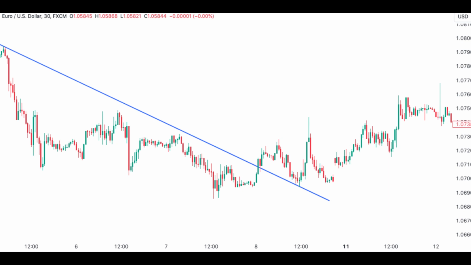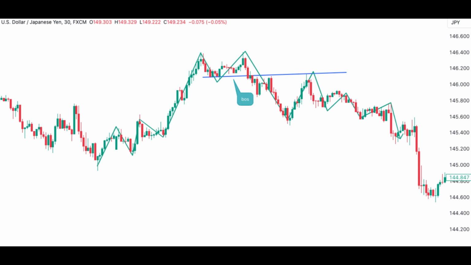The second variation is the structure break and retest. Here, for example, in an uptrend market, price was making higher highs and higher lows. Then price broke out of this low, which is the higher low point, and came back to retest it here. This signals a break of structure and a retest here to begin a new trend.